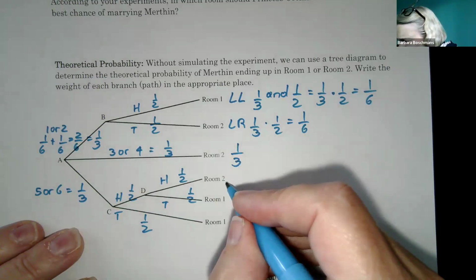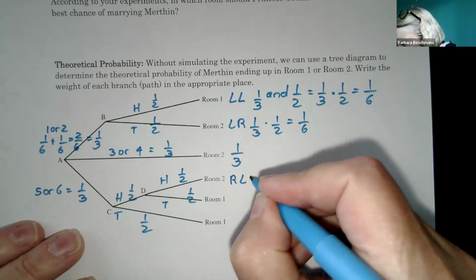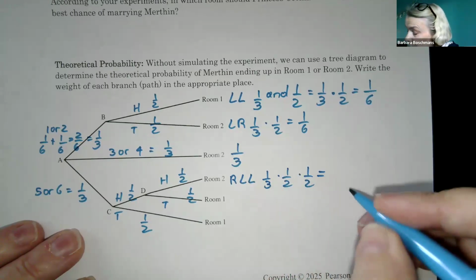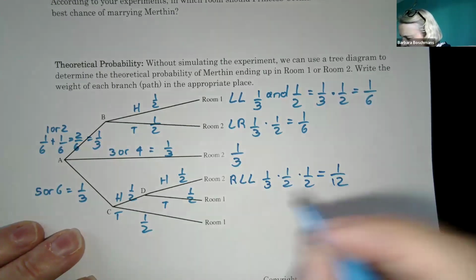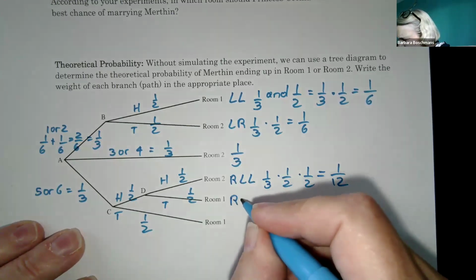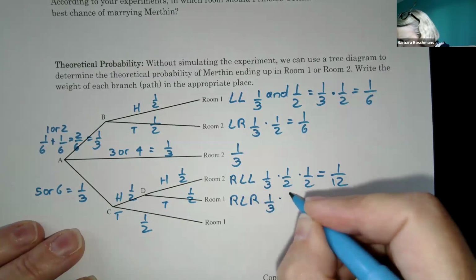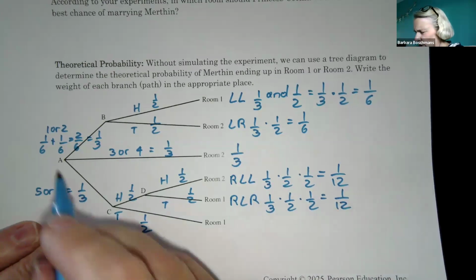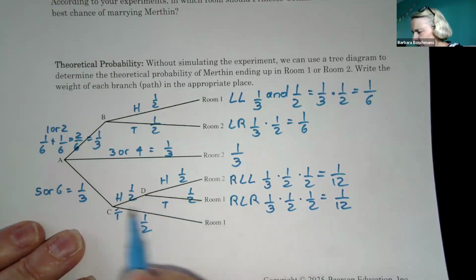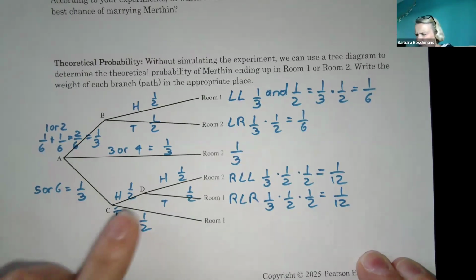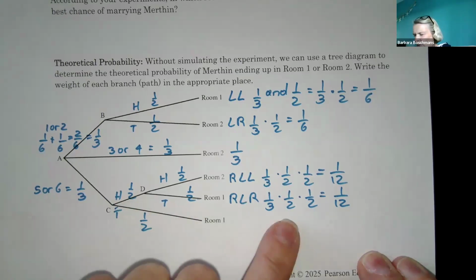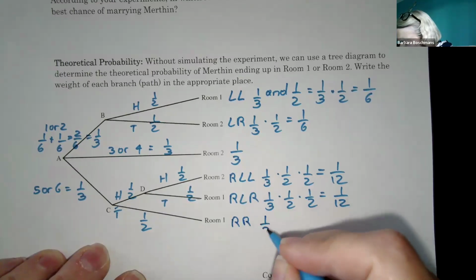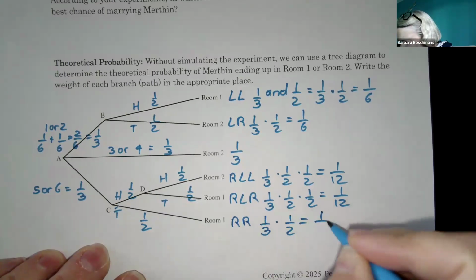To get to room 2, you went right, then left, then left. This is 1/3 times 1/2 times 1/2, which is 1/12. Here you went right, left, right, which is 1/3 times 1/2 times 1/2, again, which is 1/12. So it went right, then left, then right. The probability weight of those branches is 1/3, 1/2, 1/2. And here you went right and then right, which is 1/3 times 1/2, which is 1/6.